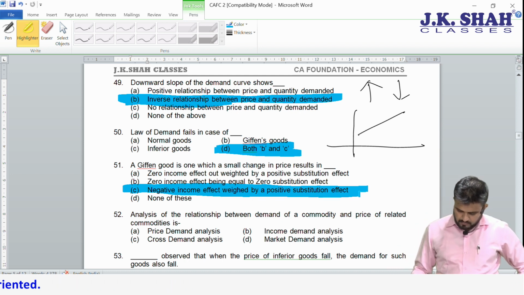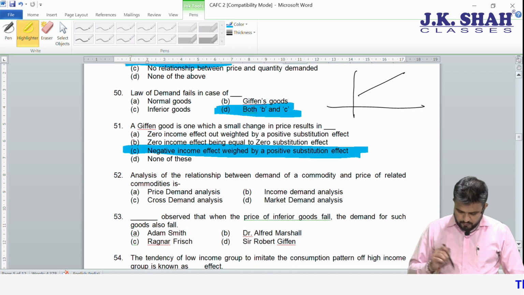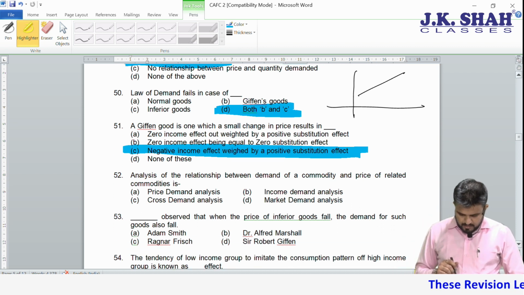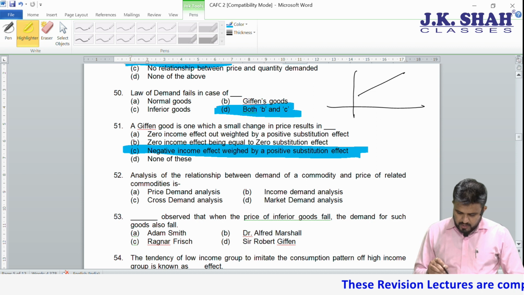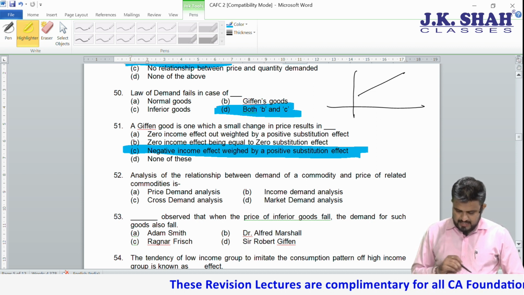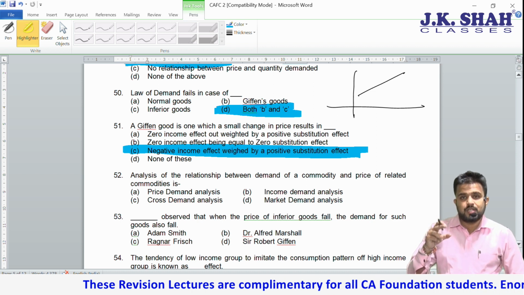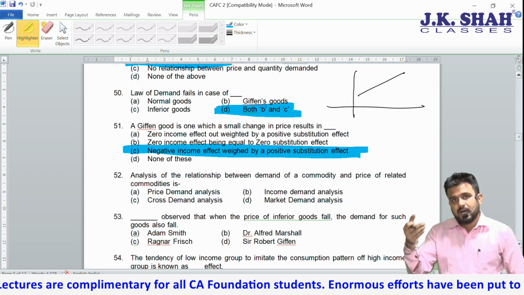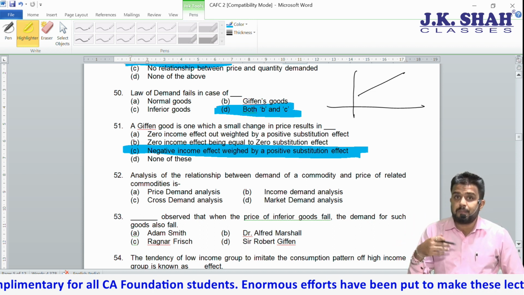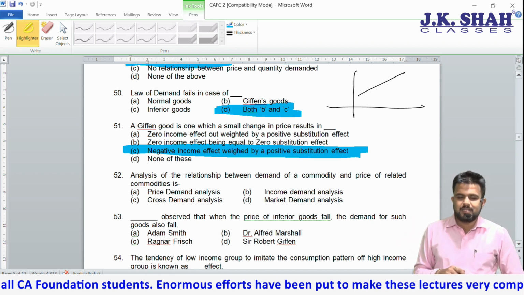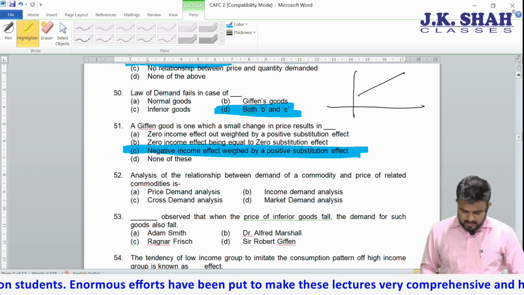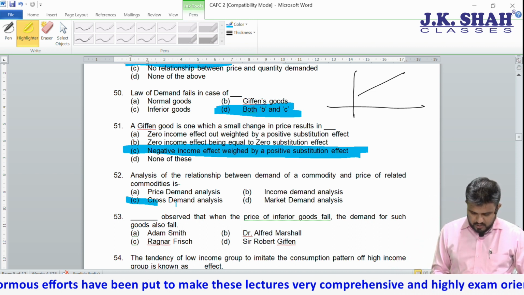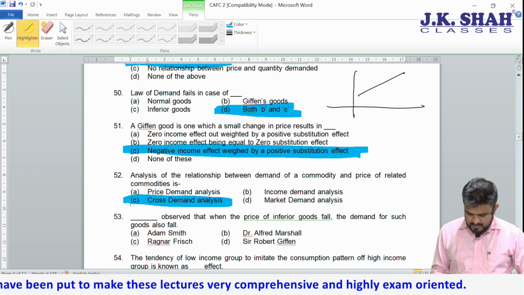Next, 52. Analysis of the relationship between demand of a commodity and price of a related commodity is percentage change in quantity demanded of product A upon percentage change in price of product B. Can I say this was cross elasticity? So the 52 answer is cross demand analysis.